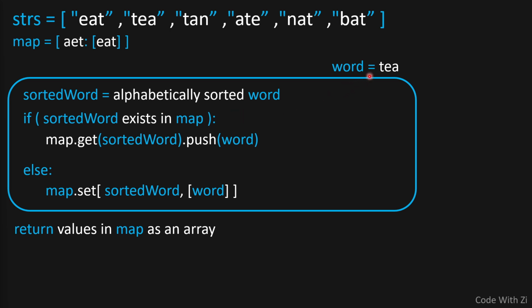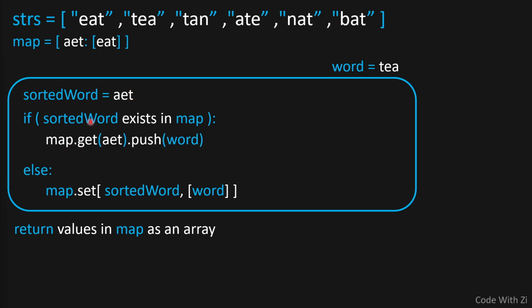In the next round, our word is gonna be T because we're looping through this array that we have here, and we are in the second round and our word is gonna be T. We're gonna sort our word and that's gonna give us AET again, because if you sort T alphabetically, that's gonna give you AET. And then we're gonna check if sorted word exists in the map. Well, yeah, AET does exist inside of our map. So we're gonna say map.get sorted word. Our sorted word is AET. So map.get AET, and that's gonna give us this array that we have here. So that's gonna give us eat, and we're gonna push our new word inside of our array like so, and that's gonna add T to our array. And then we're gonna enter the next round.